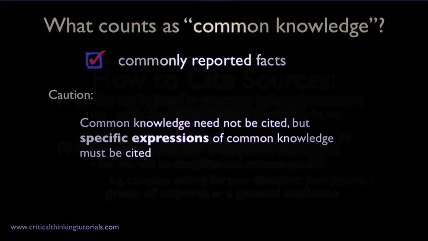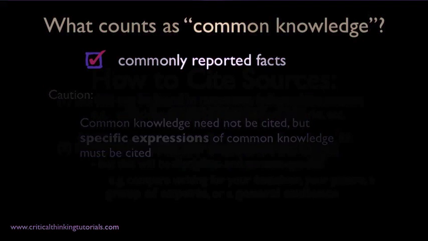Now let me add an additional caution when it comes to citing commonly reported facts. You don't have to cite common knowledge, but you do have to cite specific expressions of this common knowledge, when those expressions are not your own. For example, if I look up Charles Darwin in the encyclopedia, I can use common facts about Darwin that I learned from that article in my essay without citing the encyclopedia entry. But I can't summarize or paraphrase long passages from this entry without citing the source, since now I'm doing something else. Now I'm borrowing the language and the specific expression of ideas from that source, rather than just the facts.